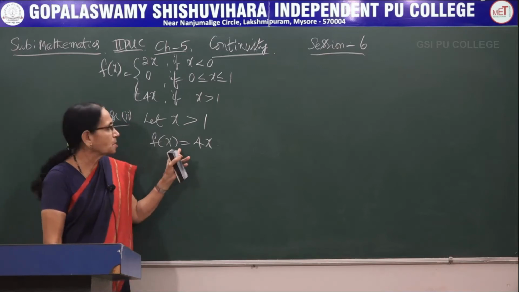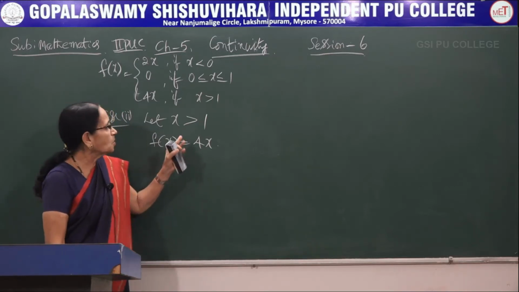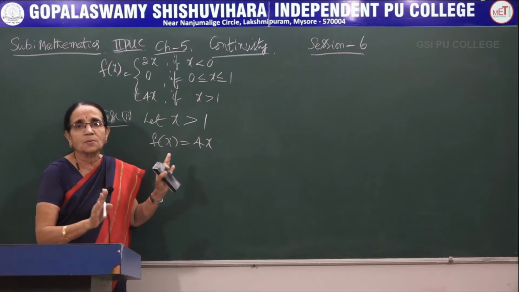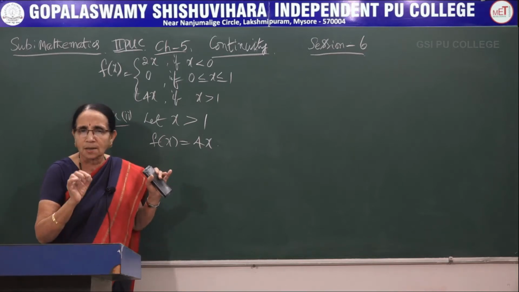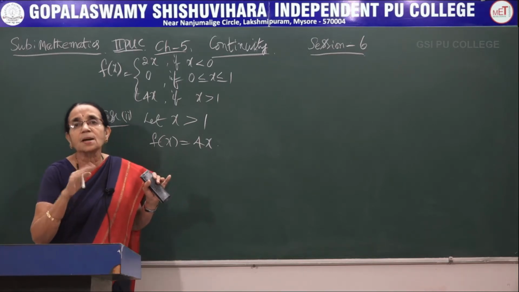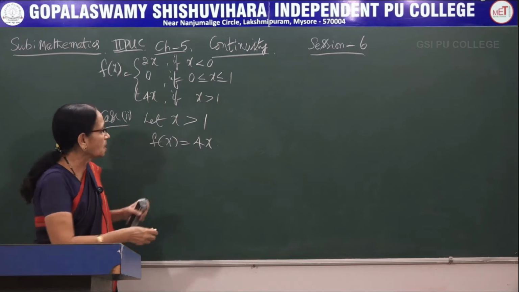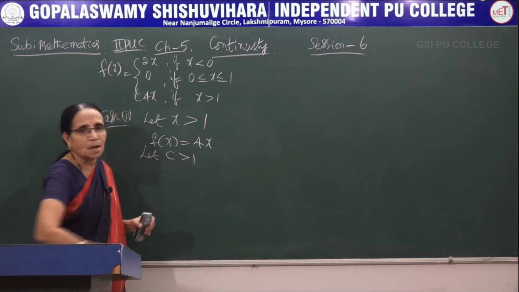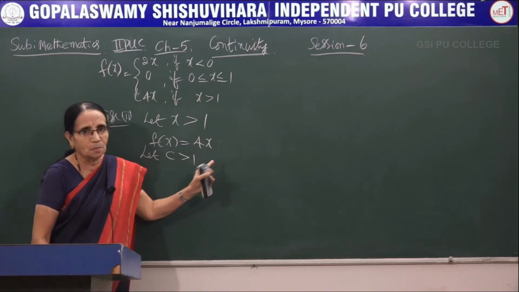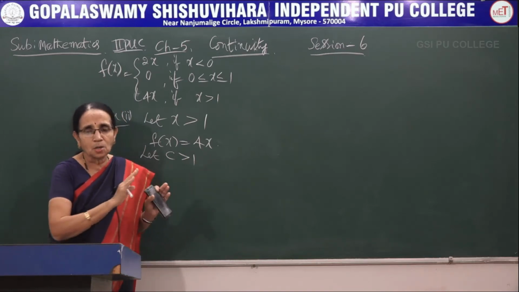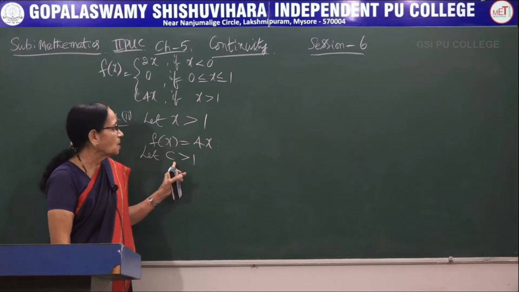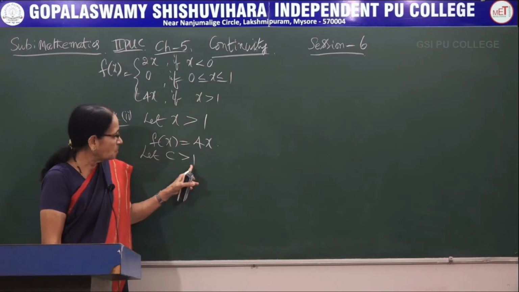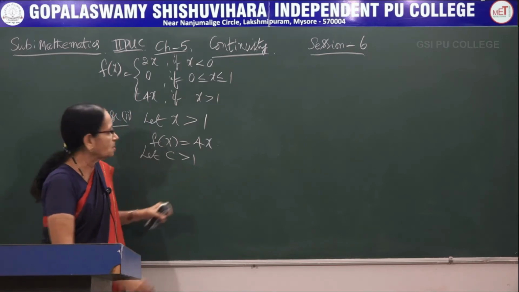When f of x is equal to 4x here, as usual, again I am not giving any particular value, I am just taking a value which is strictly greater than 1. So what I do is, let c greater than 1 be any real number. Here you make sure that you write the sentences properly. Let c greater than 1 be any real number.